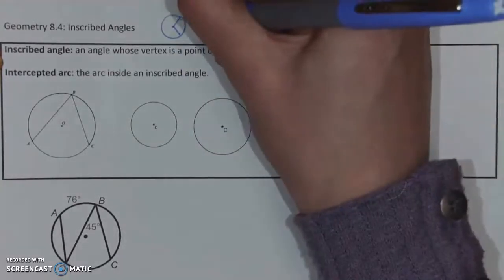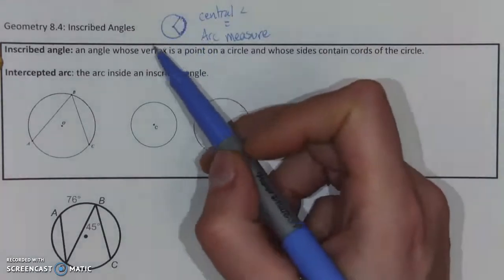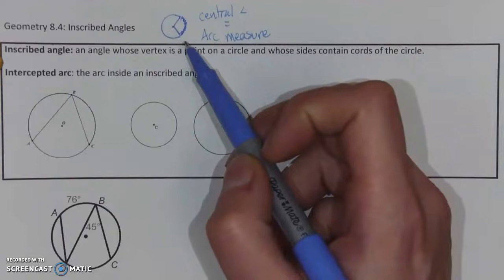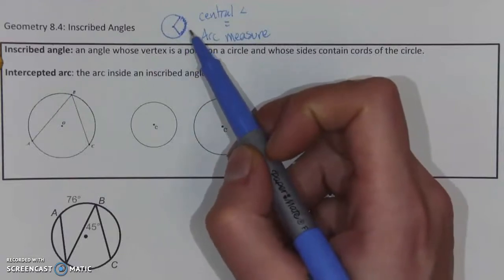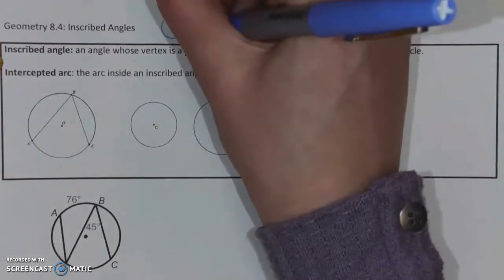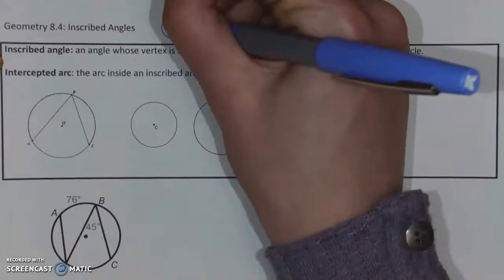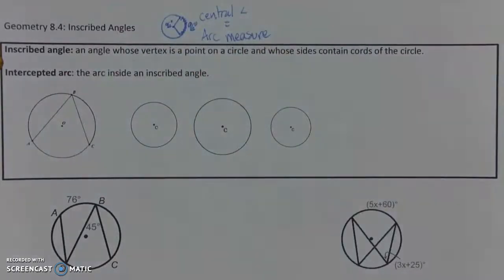Now remember, arc measure is not talking about the length of the arc. All it's saying is how many degrees out of the 360 did you go. So in this case, if let's say my arc measure was, well, it looks like it's a little over 90, so let's go 96 degrees. The central angle will also be 96 degrees because they match up.